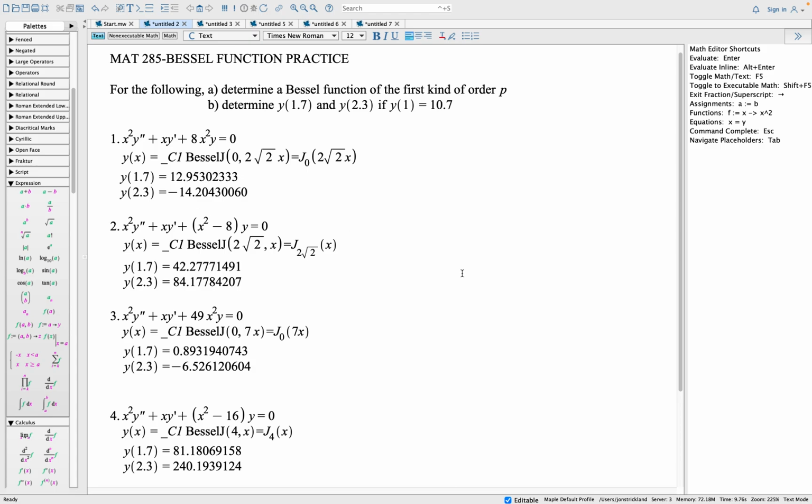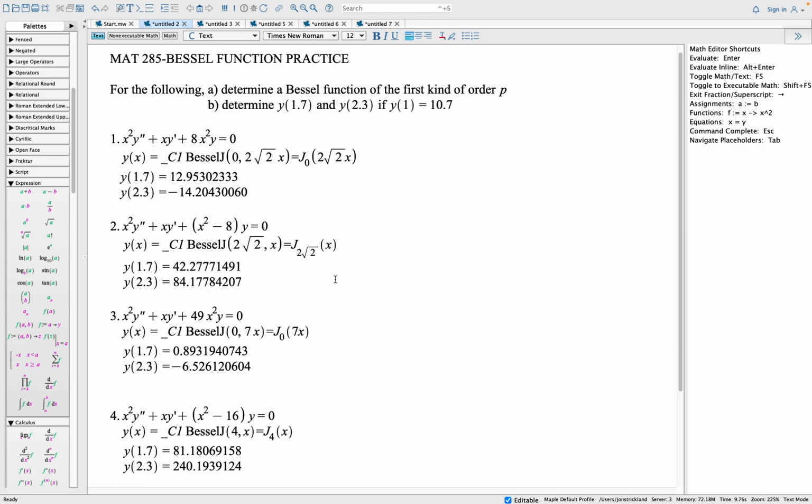And for the second equation, in terms of a Bessel function of the first kind, the order is 2 square root of 2, and so we have the general solution at J sub 2 square root of 2 of x. On the basis that y of 1 is equal to 10.7, we have y of 1.7 at about 42.28, and y of 2.3 is about 84.2.